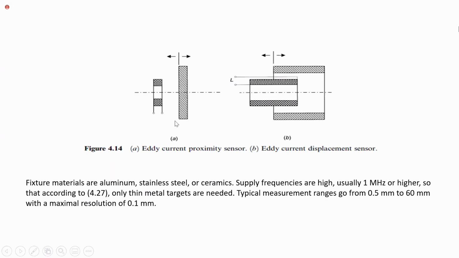You can observe eddy current proximity sensors. We are moving this object near to this one so that we will get eddy currents flow in the first one. Here we are moving the internal object left and right so that we can get changes in the eddy currents.